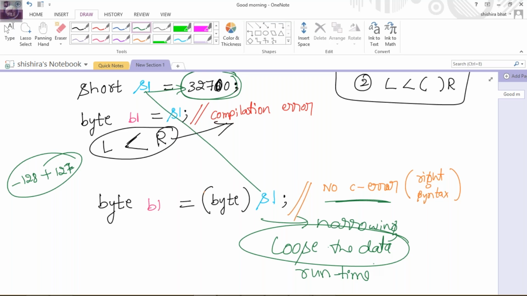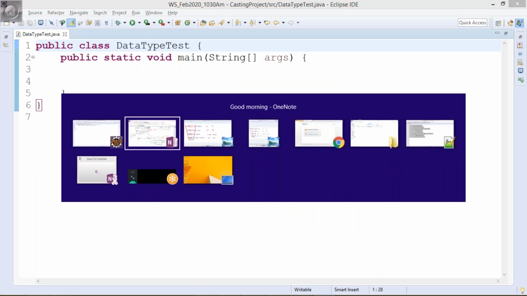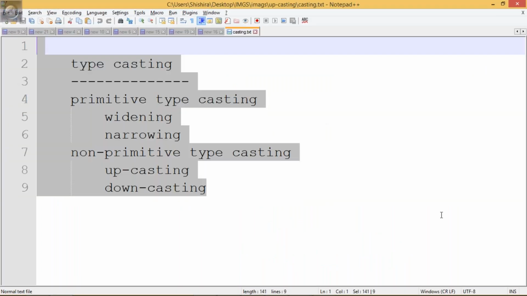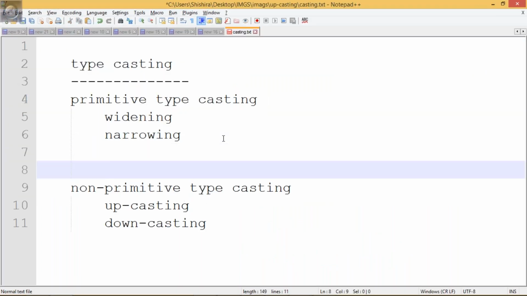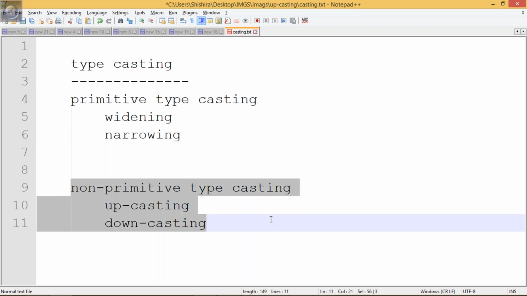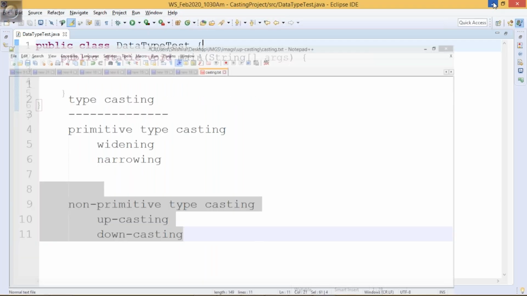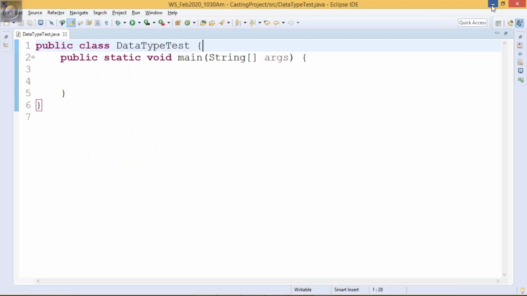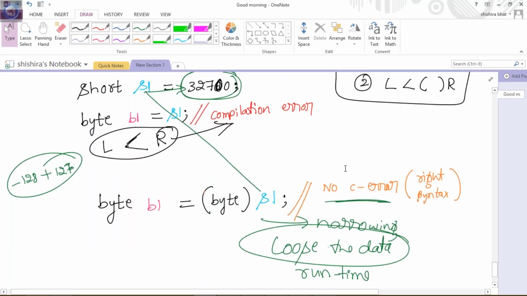But there is one more thing called non-primitive casting, if you remember. Primitive casting is not important. Non-primitive is extremely important. But whatever I have taught now may not be a greatly important concept.